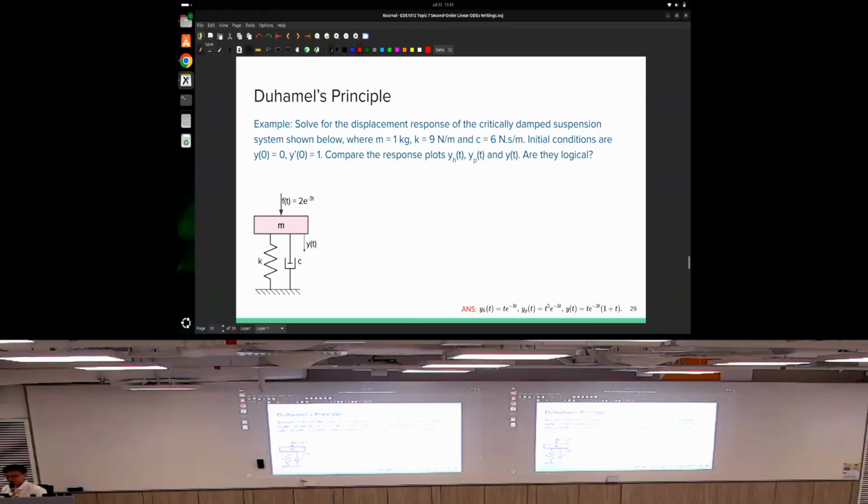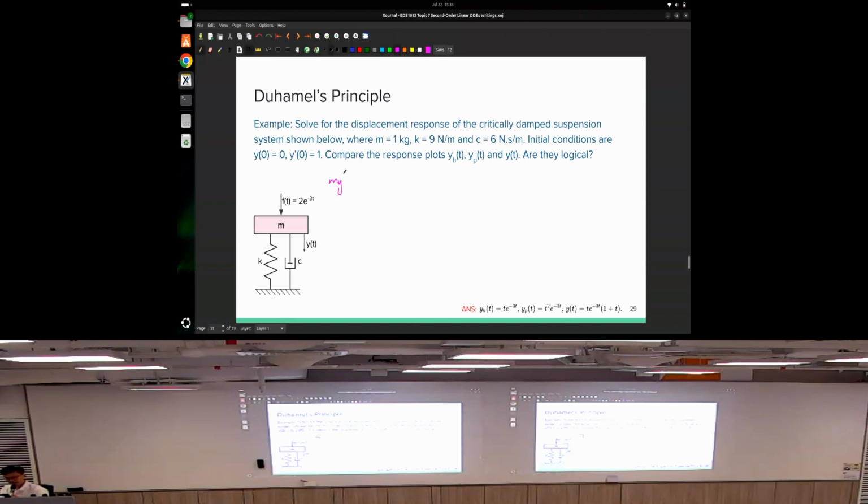What do we have? M equals 1, K equals 9, C equals 6. Initial conditions are given similar to earlier examples. Now we are supposed to compare YH, YP, and Y of T. You can see F of T is 2e to the minus 3t. This is something that we have derived before already. Should I re-derive? I think I better go through it from scratch because I scared you blur.